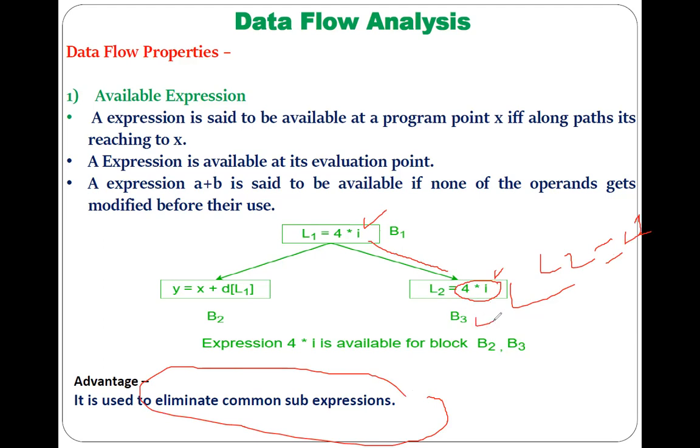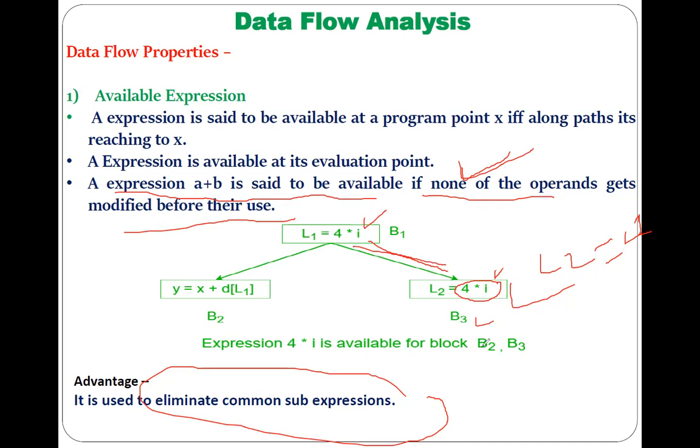Why? How do you know? What is the concept of available expression? That already you know. The expression a plus b is said to be available at the point if none of the operands get modified before their use, and that is the property required for common sub expression elimination. When you can eliminate the common sub expression, when the operands of the sub expression are not modified in between, then that particular expression you can easily eliminate.